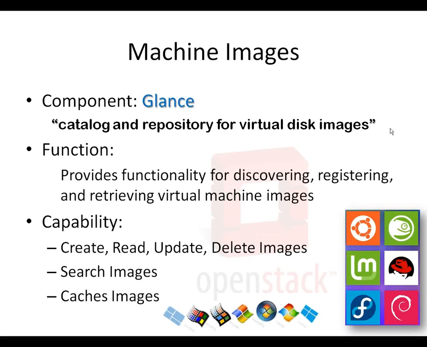Okay. So it is done through a component of OpenStack called Glance. The tagline is catalog and repository for virtual disk images. Okay. So virtual disk is for virtual machines, to be clear. The main function is to provide functionality for discovering, registering, and retrieving virtual machine images. And with Glance, you can create your own or use the same.